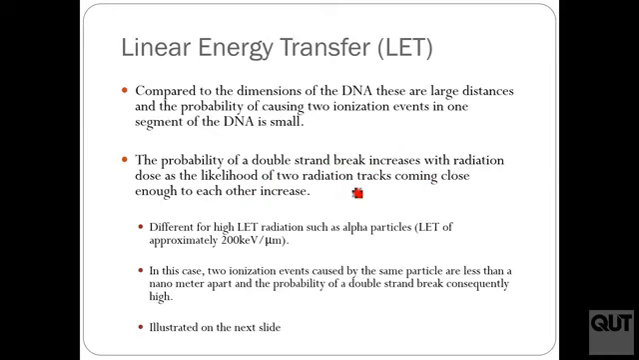So the more X-rays or more photons or more electrons that you put into a cell, you'll have more radiation tracks, and therefore you have a greater chance of causing a double break in the DNA.